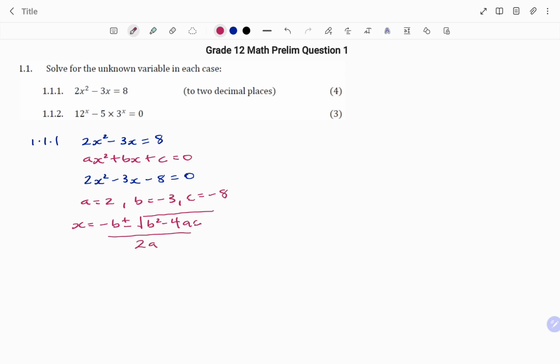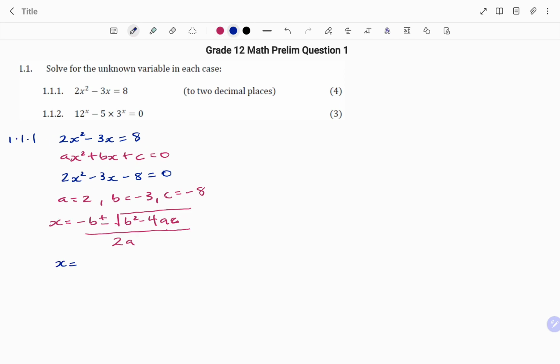Therefore, substituting the parameters, we have x equals minus b. Because b is negative, I'm going to put that in a bracket as minus (minus 3), plus or minus the square root of b squared, that's (minus 3) squared, minus, I'm also going to put that in a bracket, 4 times our a, which is 2, and our c, minus 8. I'm going to extend my root bar, all divided by 2a.